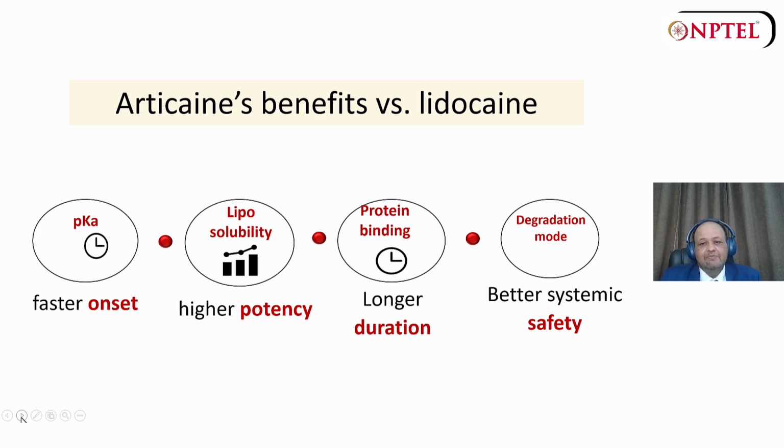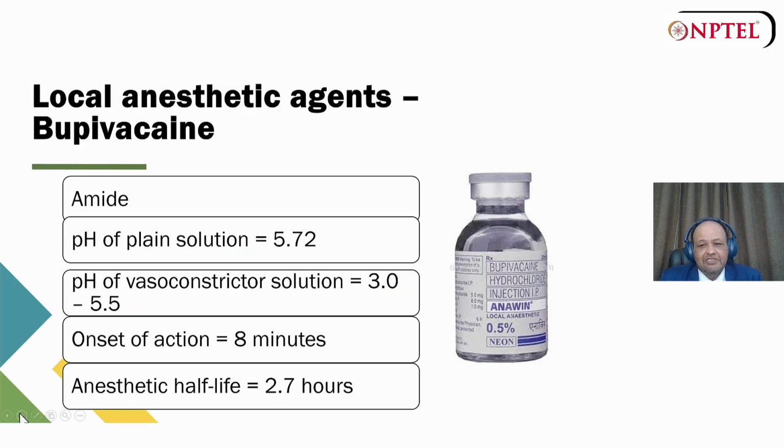So therefore there is no residual drug available in the blood. The articaine benefit is pretty good as compared to lidocaine. That is, it's got a faster onset of action. It is more liposoluble. That means it's got a higher potency because it tends to bind with the molecules on the nerve membrane. The protein binding would ensure that it has a longer duration, and the degradation mode, which we just talked about, gives it a better safety profile, and this is essentially how it acts.